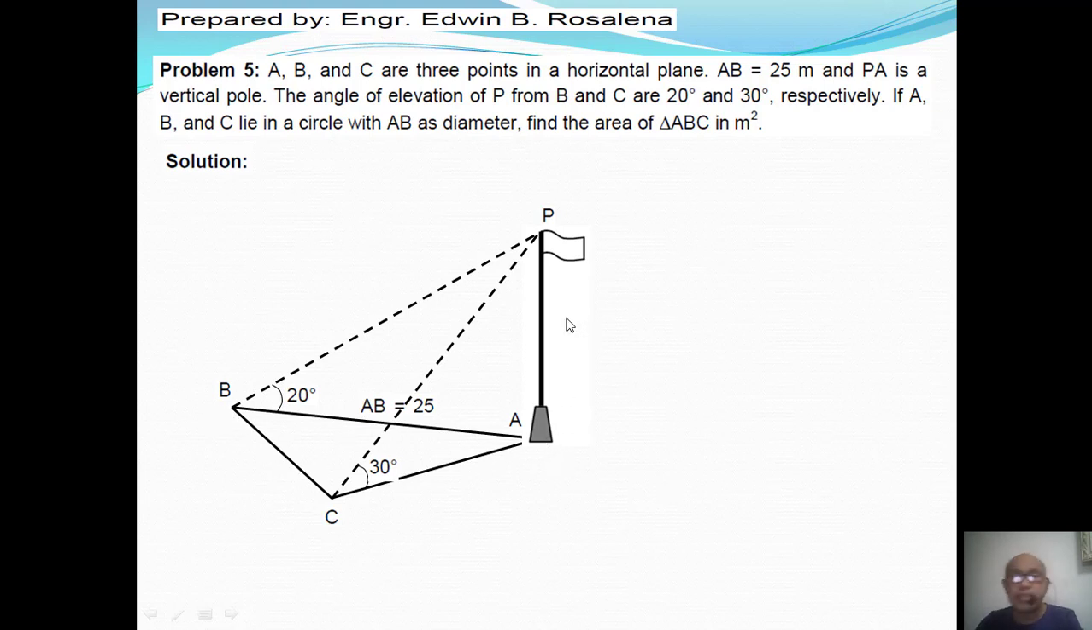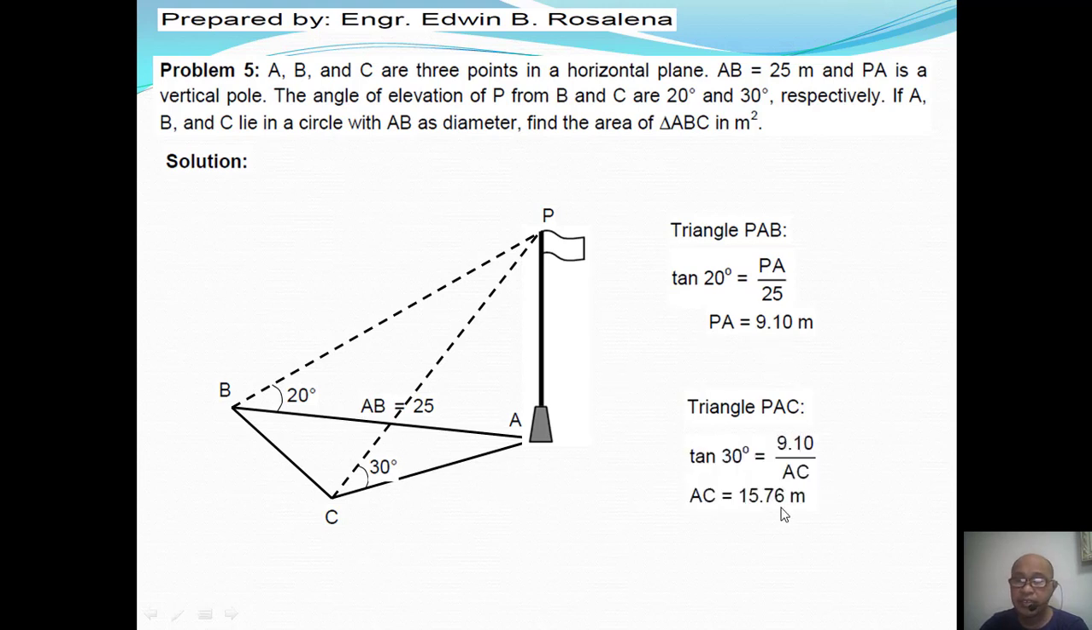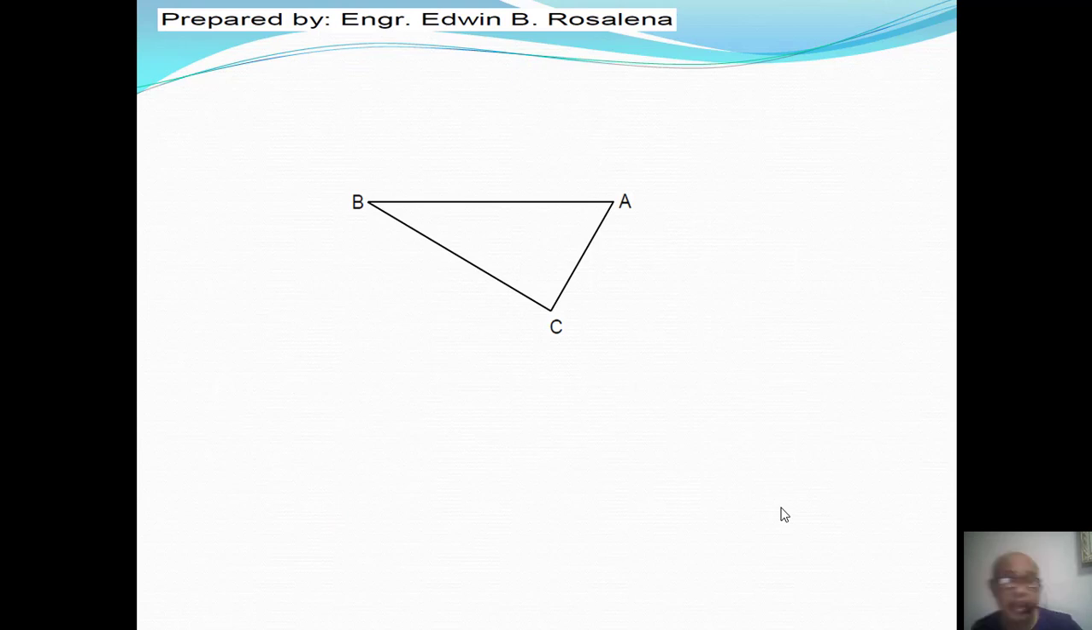Okay. So I can solve for the height of the pole from triangle PAB. So this is a right triangle here. Also CAP, this is also a right triangle. Okay. So triangle PAB, we have the tangent of 20 equal to PA over 25, and PA is 9.10. Then consider triangle PAC. So tangent 30 is equal to PA, which is 9.10, over AC. So AC can be solved: 15.76.